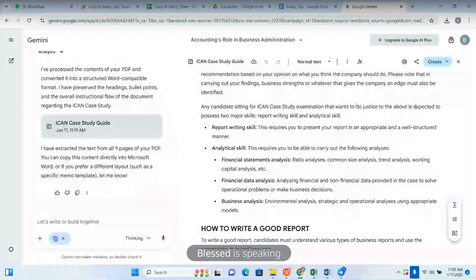So what are the skills that an ICAN student preparing to write the case study, or about to write it, must possess? The two major skills that must be possessed. The first is report writing skills. I think I said it the other time. Case study is all about report writing.